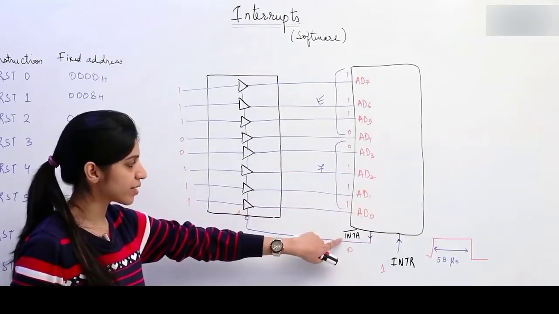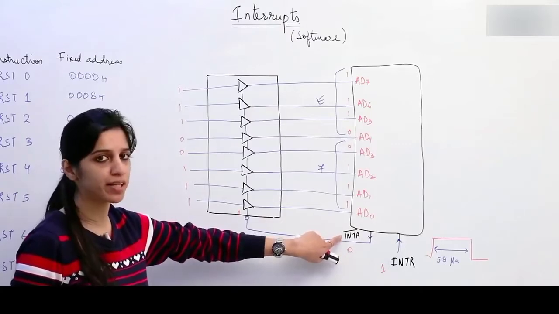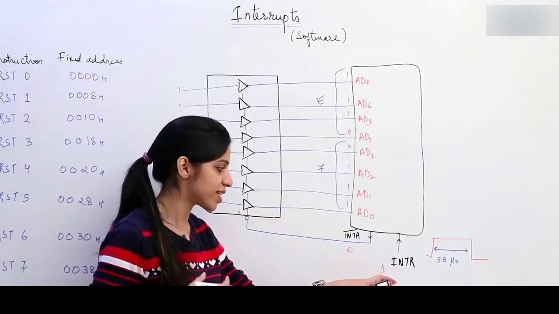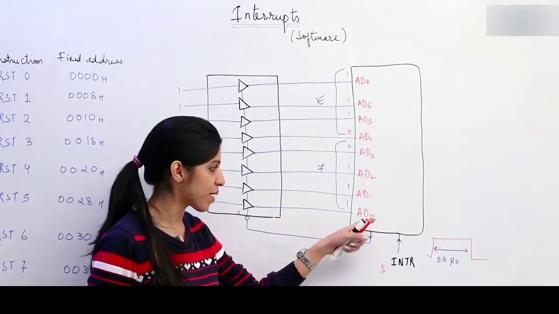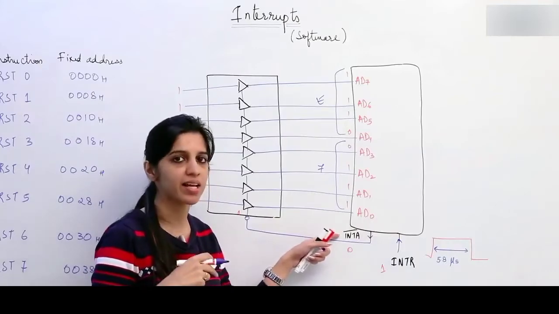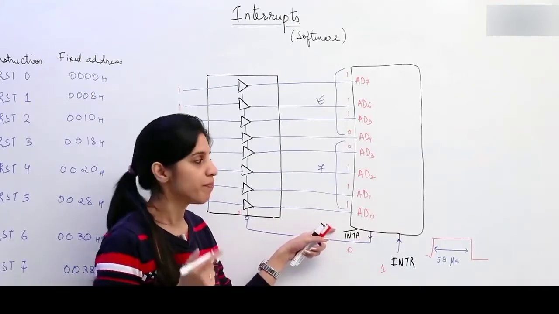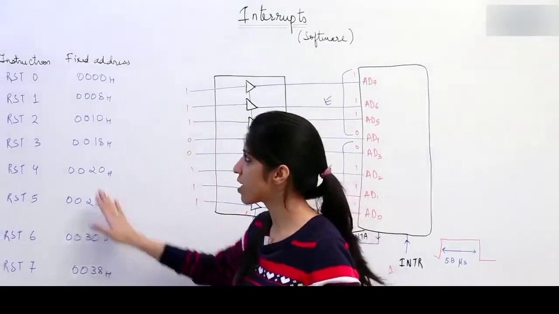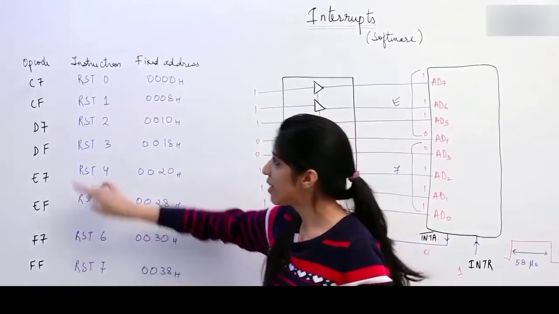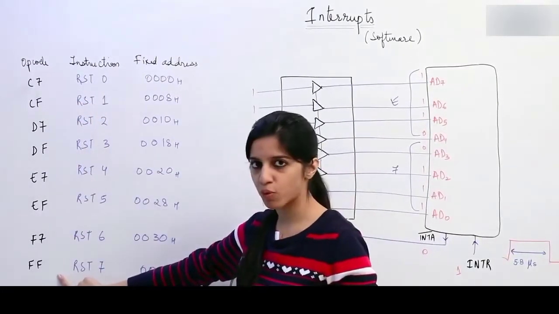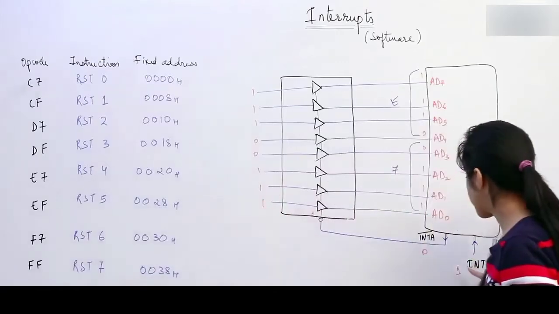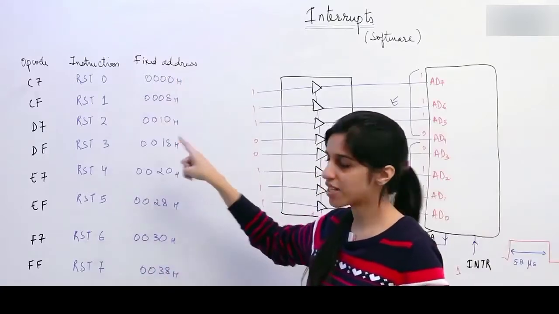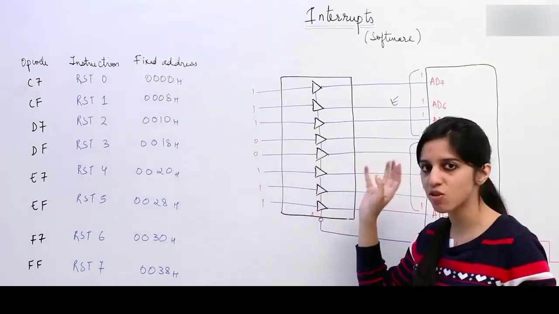Actually this INTA bar pin is used to obtain the opcode. Since INTR is a non-vectored interrupt, it does not have a fixed address. Whenever this is raised, the microprocessor is going to send out the signal INTA bar to obtain the opcode. Now what happens? See, there are 8 software interrupts which are RST0 to RST7. These are their corresponding opcodes. There is no fixed address where this INTR is going to branch. Any of these opcodes may come here and the input is treated as opcode.